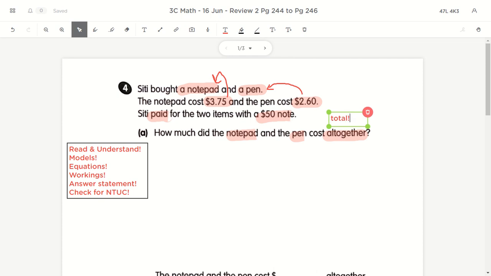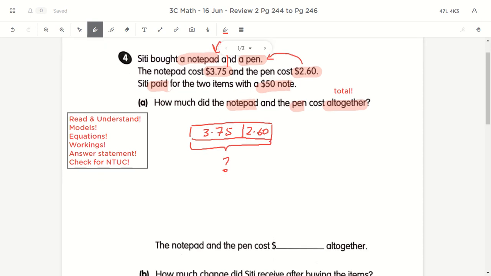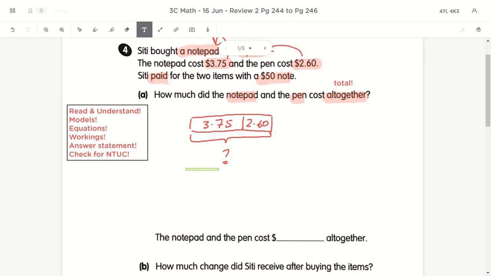Okay, so I'm going to use the part-whole model here. So it's quite straightforward. So I have a total bar. Okay, I know I bought a notepad which is $3.75. Again, you realize that I take away all the units first. Later, then I put it in. I bought a pen which is $2.60. So all I need to do is to find the total. Okay, so with the models, it's quite straightforward. So all I need to do is just $3.75, which is the notepad, plus the pen, which is $2.60. That will give you the answer.